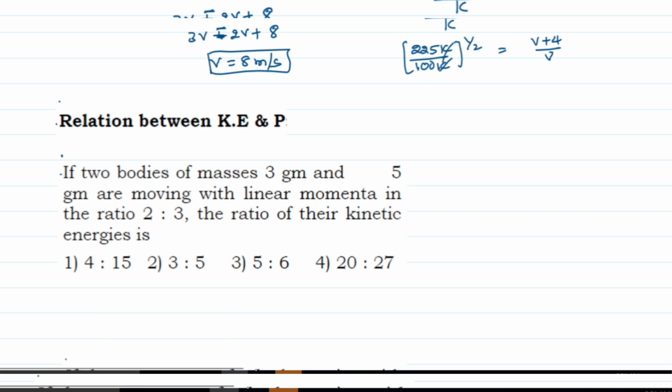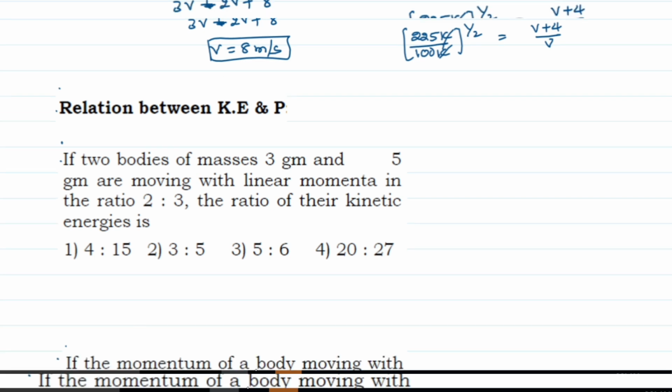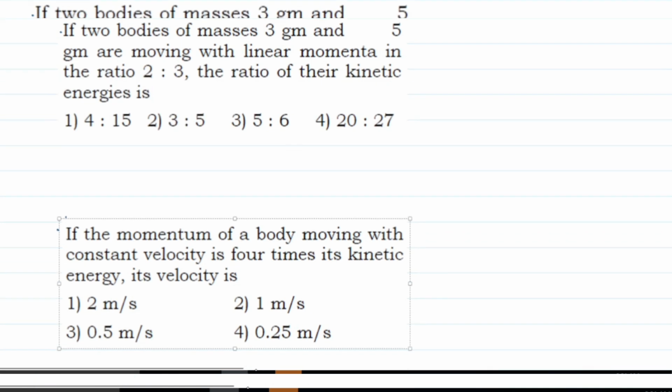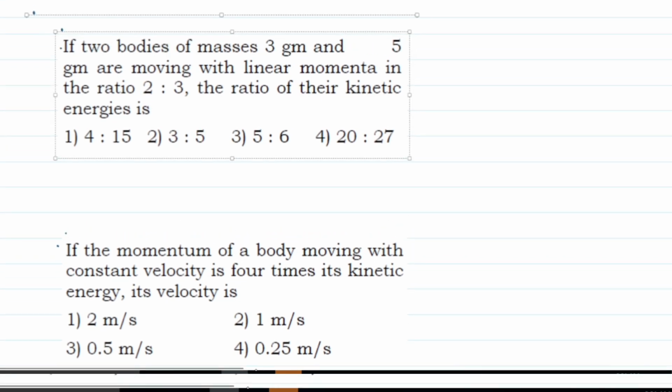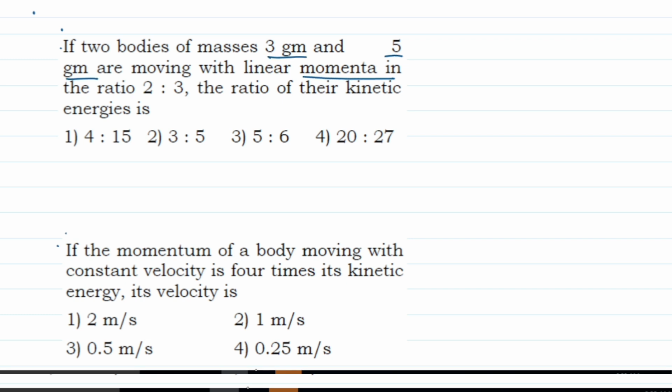Let us see the next question, which is under the relation between kinetic energy and momentum. The question says: if two bodies of masses 3 gram and 5 gram are moving with their linear momenta in the ratio 2:3, the ratio of their kinetic energies is what they are asking. You know the relation between kinetic energy and momentum is K equals P square by 2m, and here you have to relate kinetic energy, momentum and masses. The mass ratio is given, the momentum ratio is given, and the kinetic energy ratio they are asking.